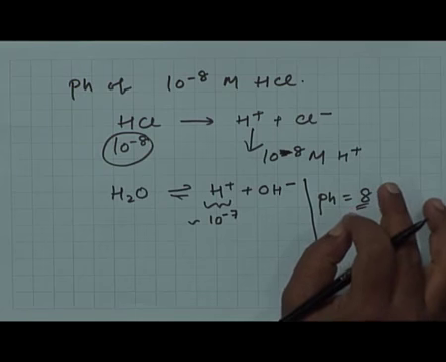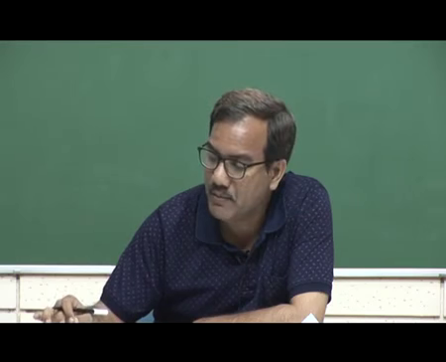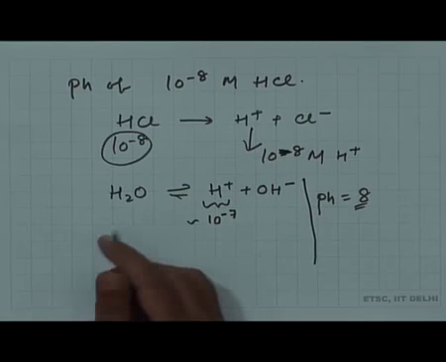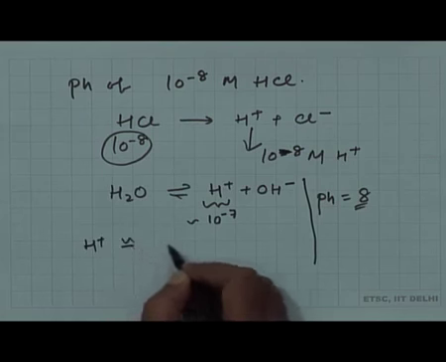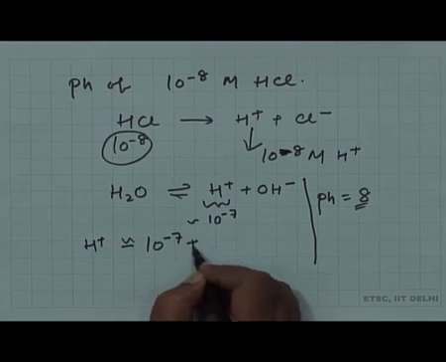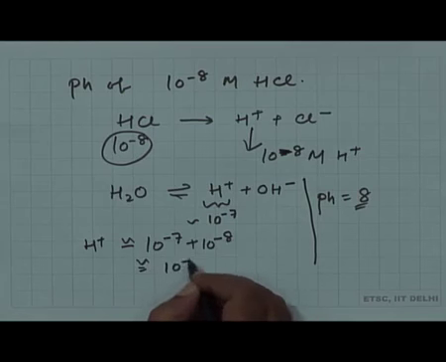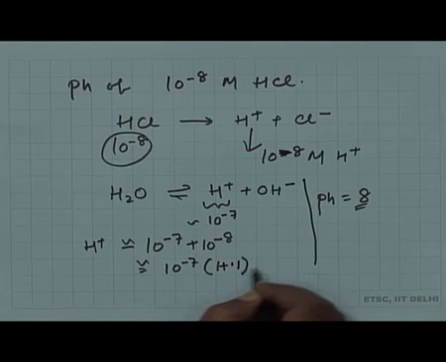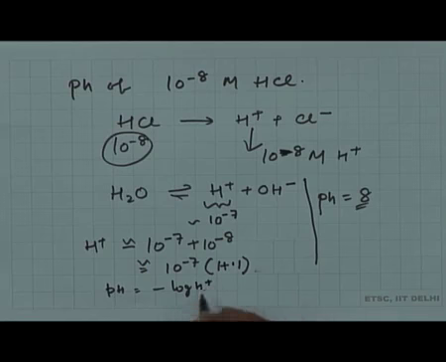The pH of an acidic solution can never be greater than 7. So, how can we calculate the H+ ion concentration? H+ ion is almost equal to 10 to the power minus 7 plus 10 to the power minus 8, which is around 10 to the power minus 7 times 1 plus 0.1, and then you can calculate pH by using minus log [H+], which is almost around 6.9 something.